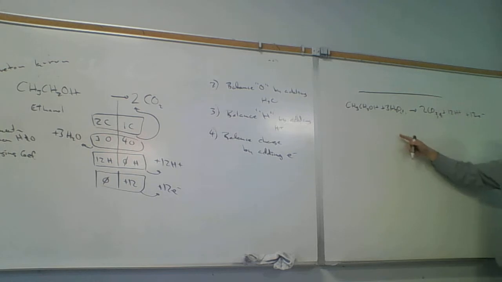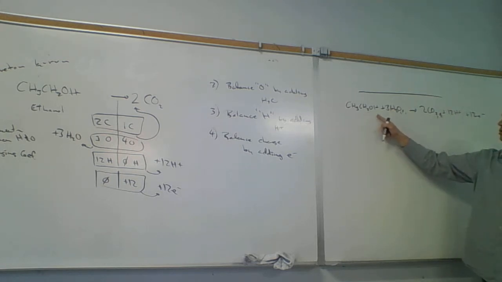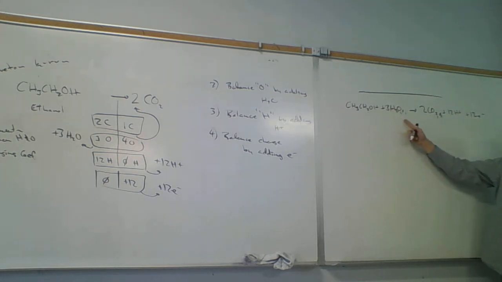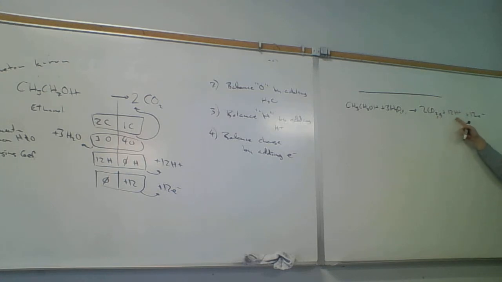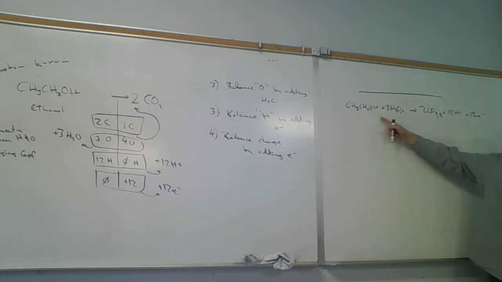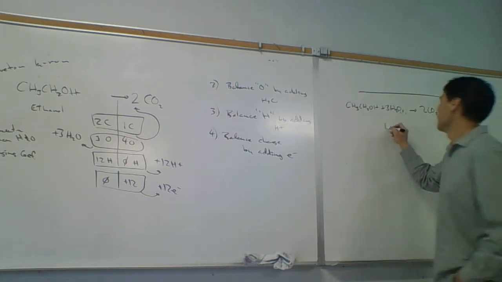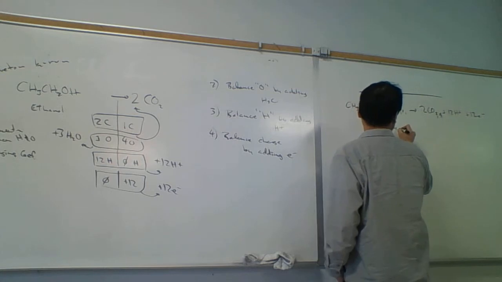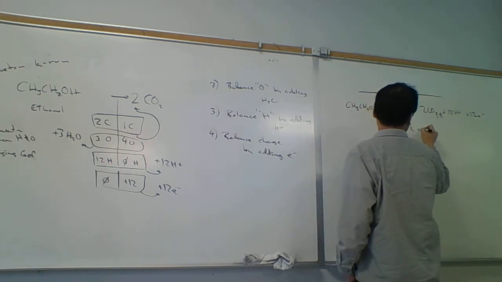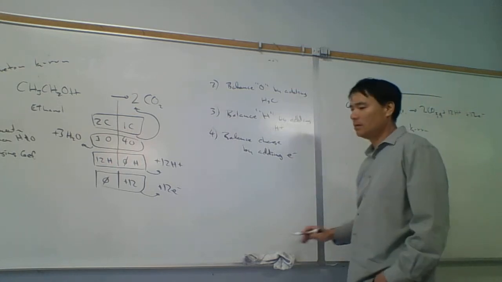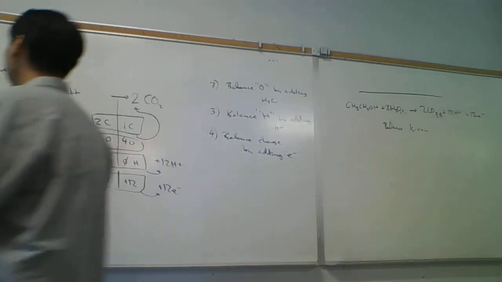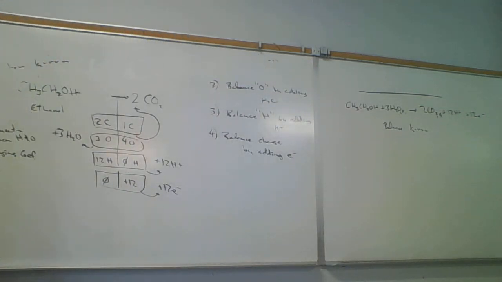And then we check the charge. Ethanol is neutral, water is neutral, CO2 is neutral. We have 12 positive charges from 12 H pluses plus 12 negative charges. And so we got total charge on the left, 0. Total charge on the right is 0. And so this is what we call the balanced half reaction. Now in this balanced half reaction, I can find out what happened in my explosion here.